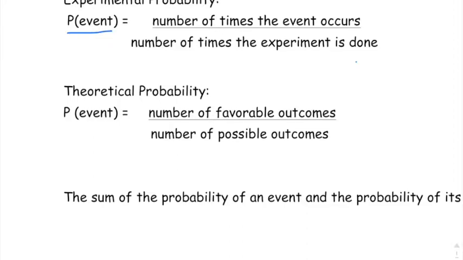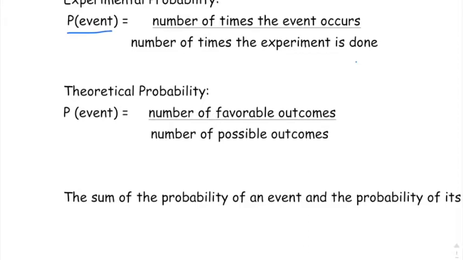Going back to experimental, that's where you actually go and test it out. For example, if I flipped a coin 10 times and got 6 heads and 4 tails, that would be your experimental probability. The experimental probability of getting heads was 6 out of 10, or getting tails is 4 out of 10. Usually we'll leave them as decimals, or you can write them as percentages.